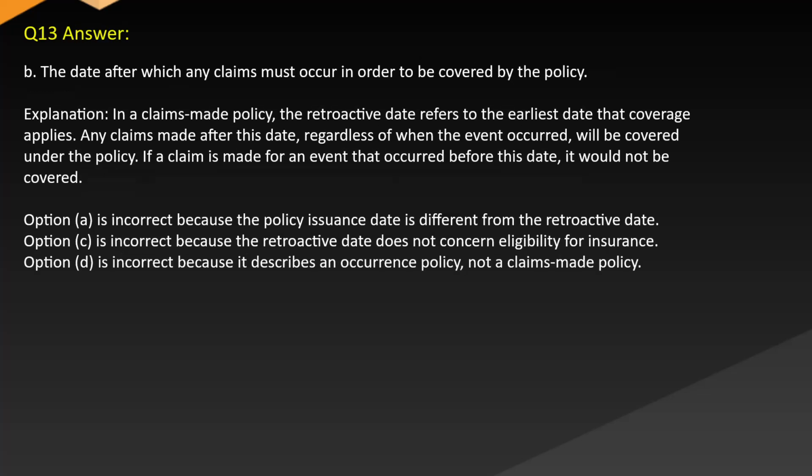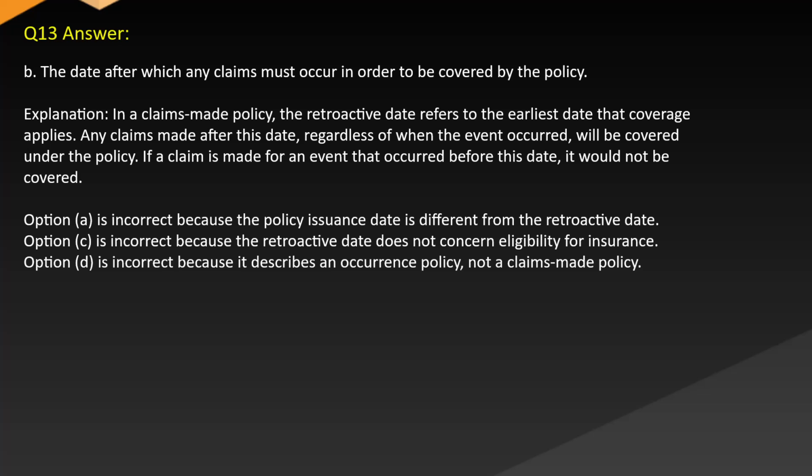Answer: B. The date after which any claims must occur in order to be covered by the policy. Explanation: in a claims-made policy, the retroactive date refers to the earliest date that coverage applies. Any claims made after this date, regardless of when the event occurred, will be covered under the policy. If a claim is made for an event that occurred before this date, it would not be covered.